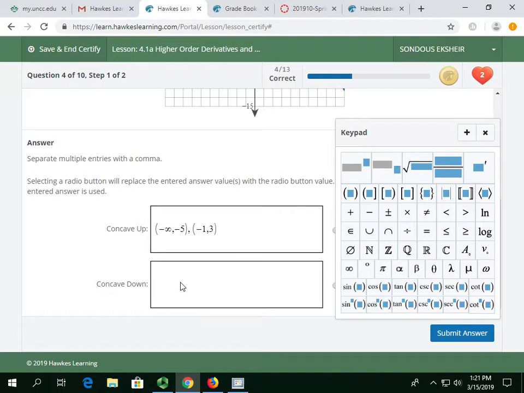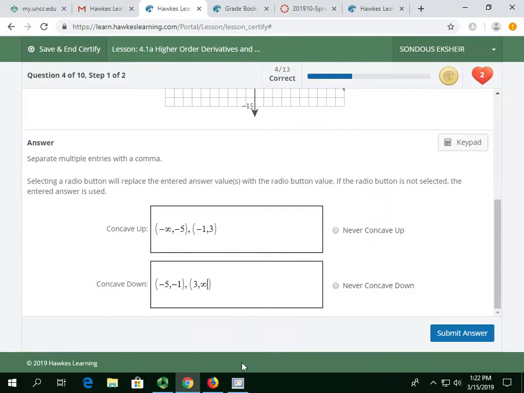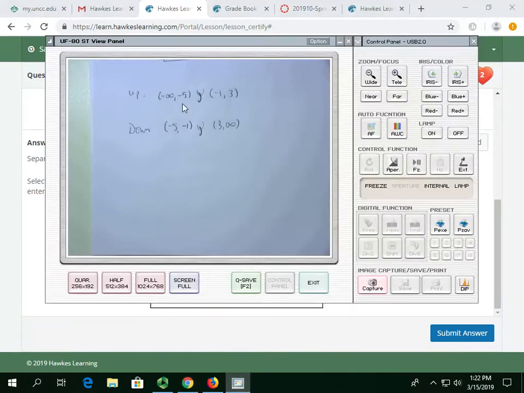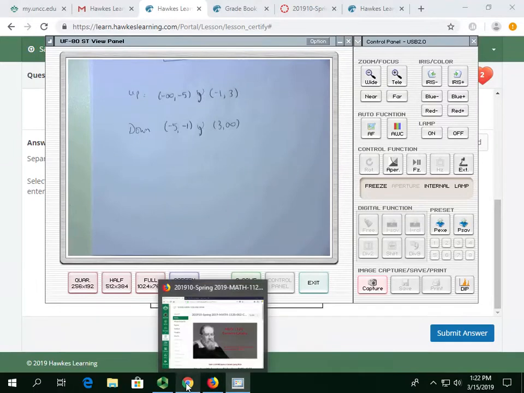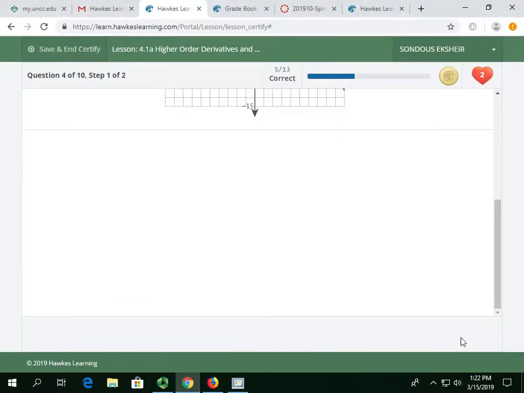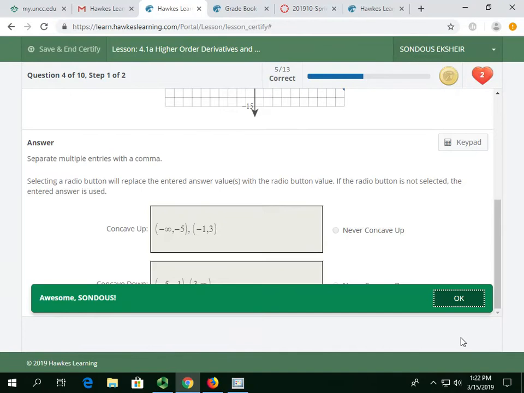It was concave down on the interval between negative 5, comma, and negative 1. And then we have one more interval, so you put a comma to separate them, a parenthesis from 3 to infinity. 3, comma, and then I click on my little infinity symbol here. Does that make sense? And that should match up to what I wrote down over here with the commas in there. So, and I'll submit. Yay, awesome. Does that make sense?